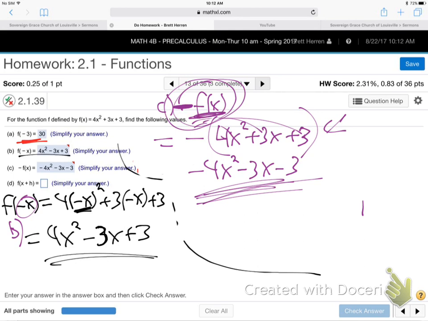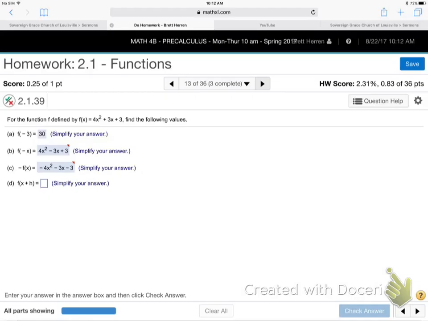Now, the hardest one is part D, right? So if you're ready, we'll go on to part D. It's real important for calculus. You'll do that exact thing in part D, so let's do that. So part D says, all right, take that function now. Let me come back up here. F of x, 4x squared plus 3x plus 3. And now it's saying, all right, now put in x plus h. So I got to plug in the whole x plus h. It's going to be a bit of work.